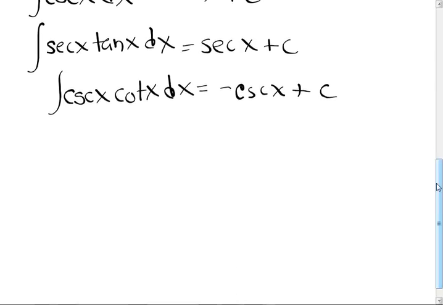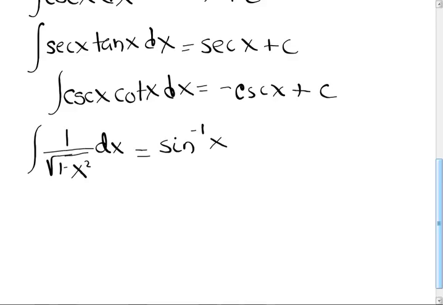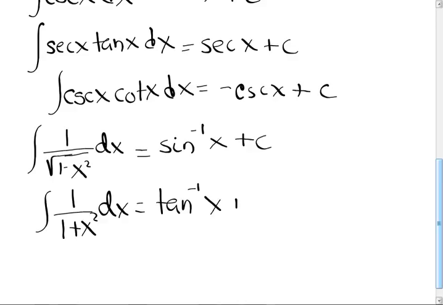Okay, there's two more we need to know. I almost did that wrong. What about this one? Not tangent. Inverse sine. If you put a negative in front, it's just negative inverse cosine. Who cares? It's the same thing. What about this one? Inverse tangent. I think I've got them all.